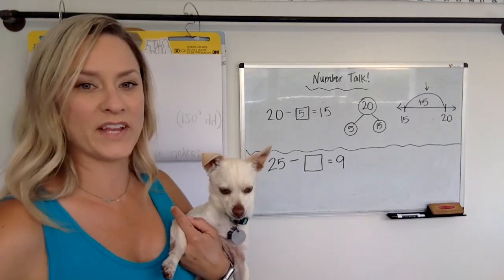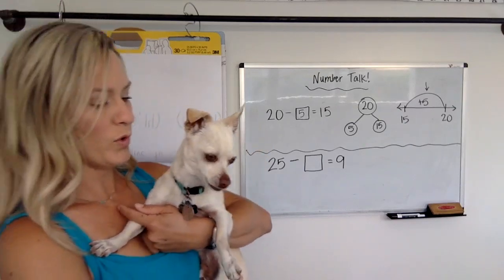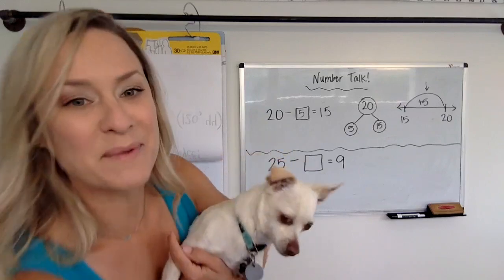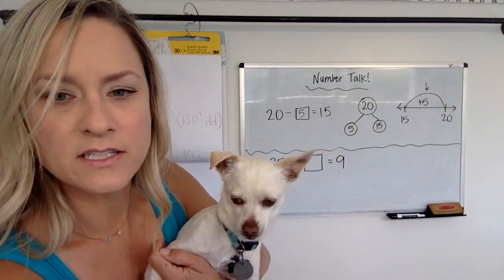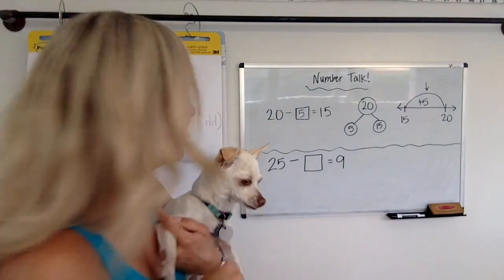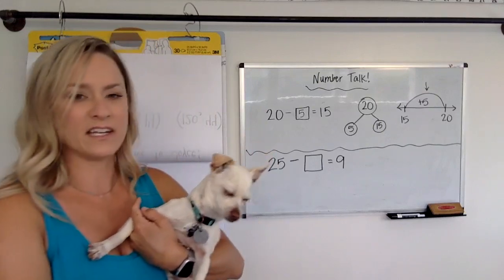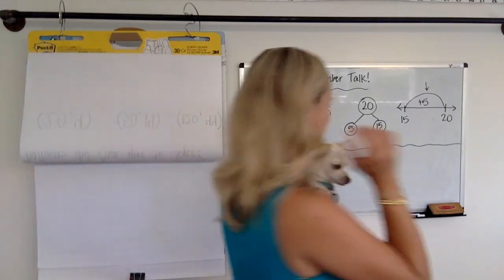All right, on the count of 3. Chip, are you ready? 1, 2, 3. Tell me. Did you say 16? Chip, whisper it. Tell me. He said 16. Okay, so 25 minus 16 would make 9. Let's prove it. Let's see if we can prove it.